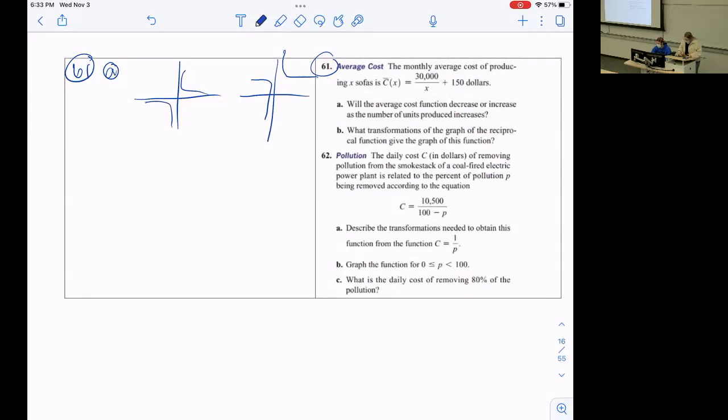So as x increases, so we're going to go this way. We see that on this side, we will be decreasing. And then on this side, we will also be decreasing. So as the number of units produced increases, we will be decreasing. Any questions about that?